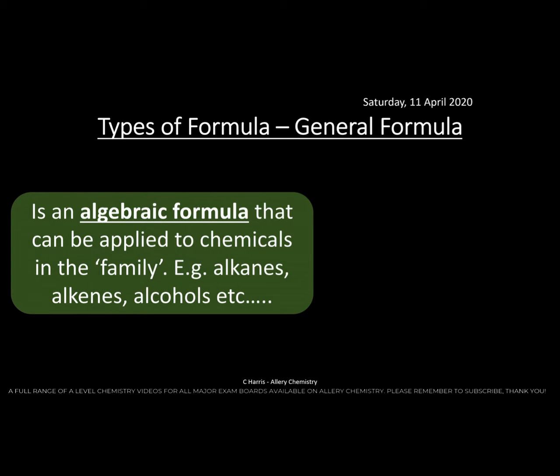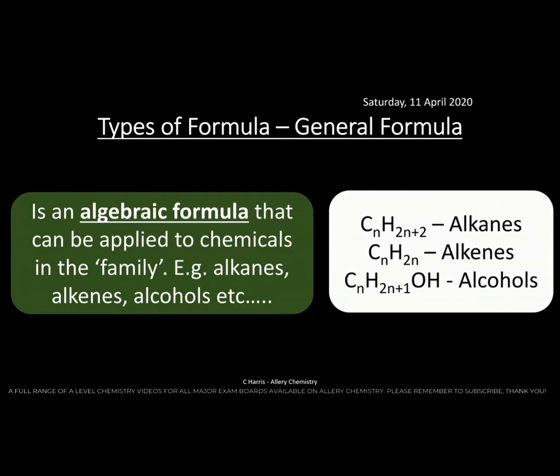Okay, so let's look at types of formula. Now, there's loads of ways in which you can write down and describe organic compounds. And so we're going to look at the different types of formula and the different ways in which they can be represented. And you'll see all of these at A level, and you might have seen some at GCSE. So we've looked at general formula already. It's an algebraic formula that can be applied to chemicals in the same family. So for example, alkanes, alkenes, alcohols, etc.